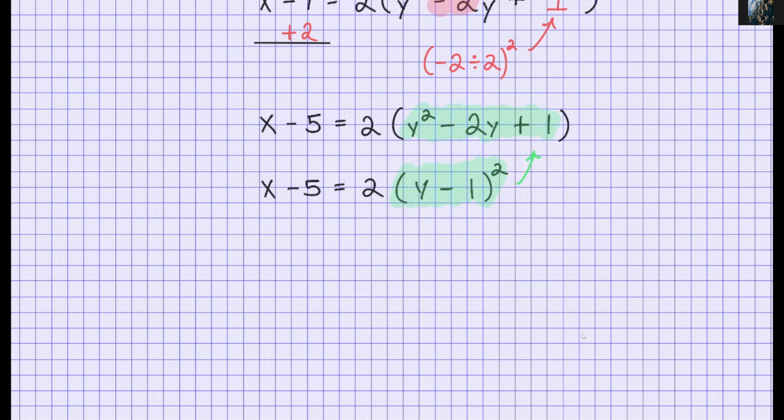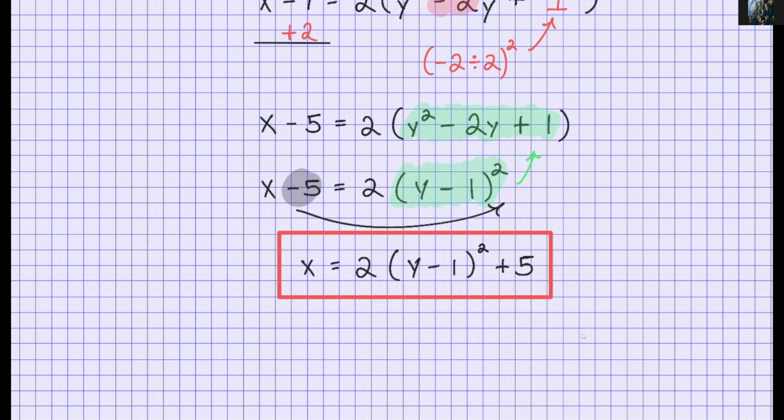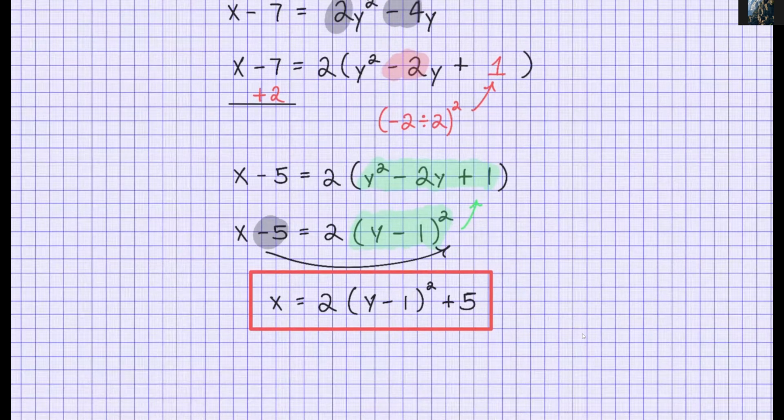And now I can isolate my x. The objective in here will be to isolate the x. So this negative 5 will go to the other side, adding. So I have that x equals 2 times y minus 1 squared plus 5. And I got, if you see, the same answer that we got in our graphing section.